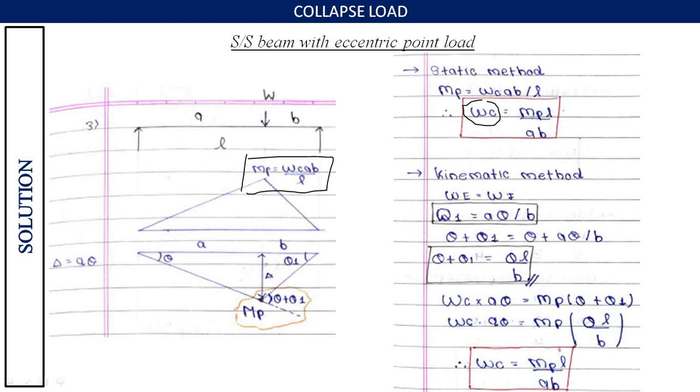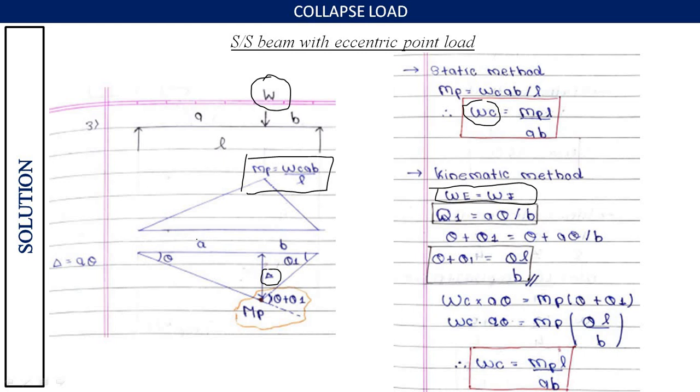So using the kinematic method, external work is equal to internal work. Externally it will act as the collapse load WC into its deflection delta. So you can have a delta value.